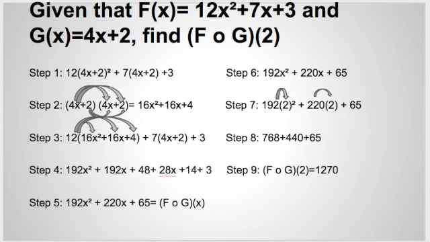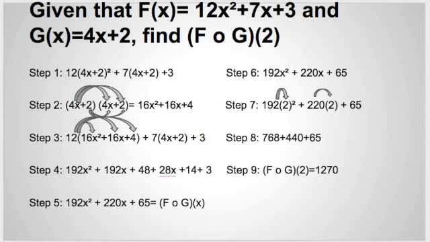And our next example is given that f of x equals 12x squared plus 7x plus 3 and g of x equals 4x plus 2. Find f of g of x. So again, like our previous problem, you're going to set it up, 12 times (4x plus 2) squared, because you have the x value squared, plus 7 times (4x plus 2), which is because that's our g value, plus 3. Again, you have to expand the groups. 4x plus 2 times 4x plus 2 brings you to 16x squared plus 16x plus 4.